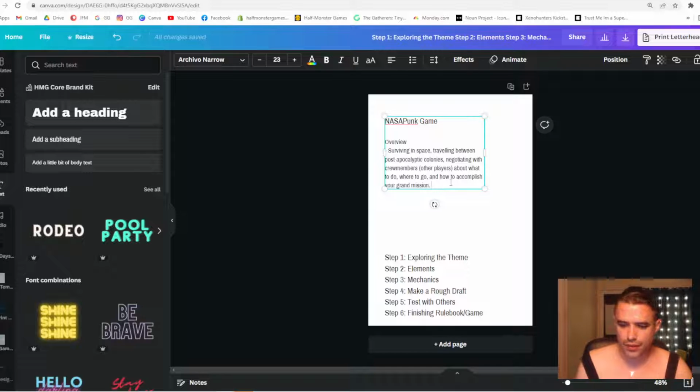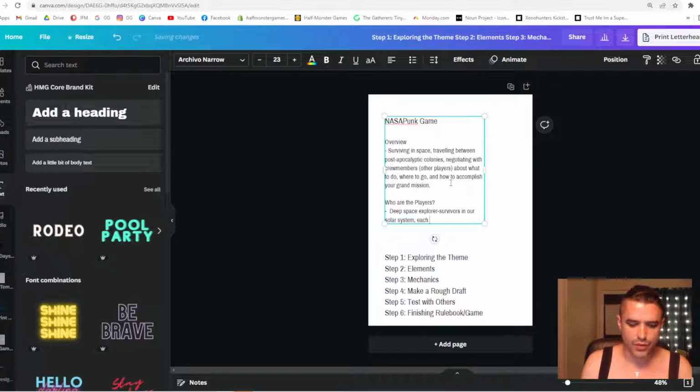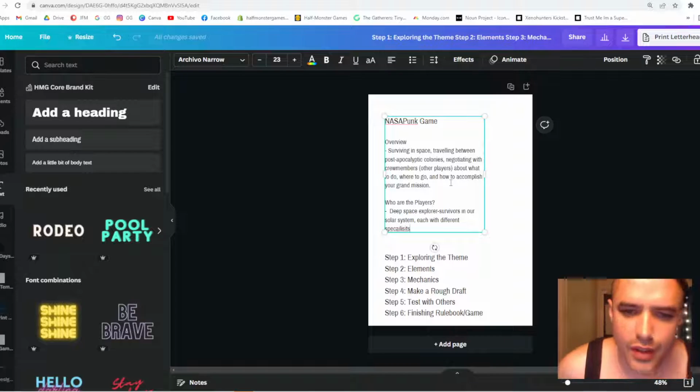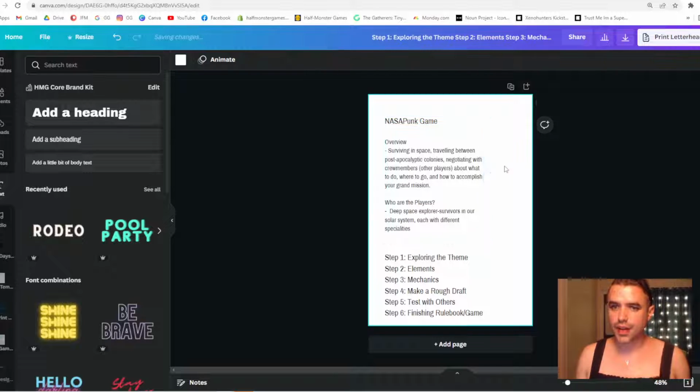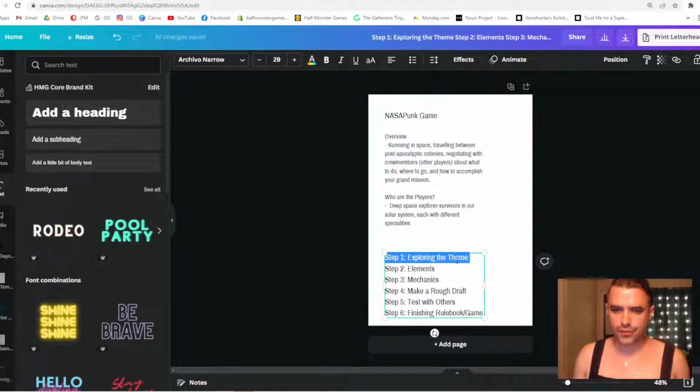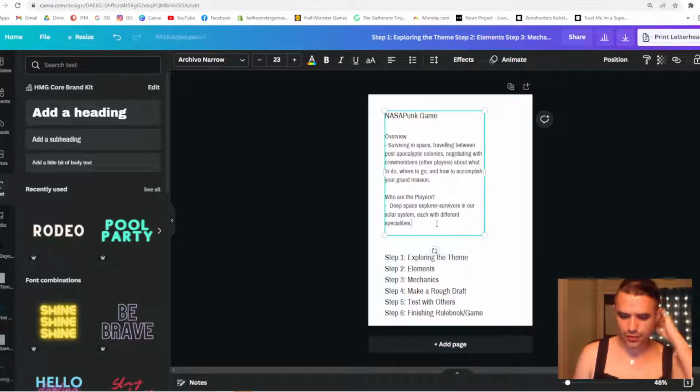In exploring the theme, we also want to go over who the players are. I would say deep space explorers, survivors in our solar system, and it'll be good in terms of the negotiation and survival aspects. They have different specialties. This is all very broad at the moment, because after this step we'll go into the next step, working out what the elements are that will be combined together and how they work together.